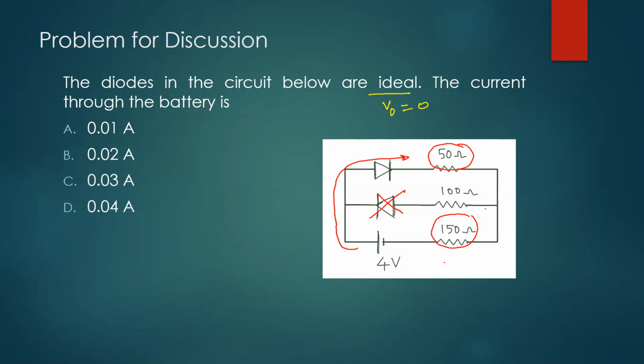So the current through the battery will be applied voltage by resistance. So how much is this? This will be 0.02. Yeah. Okay, so the answer should be D.